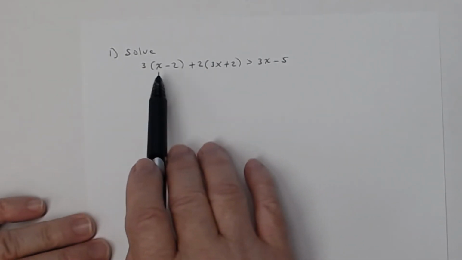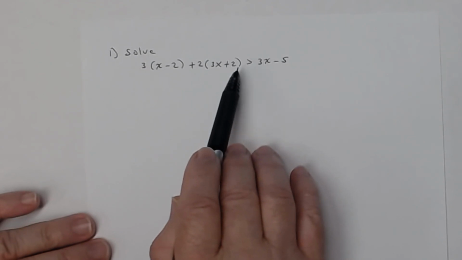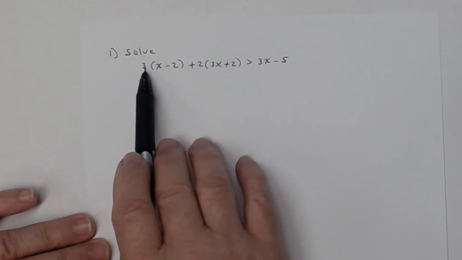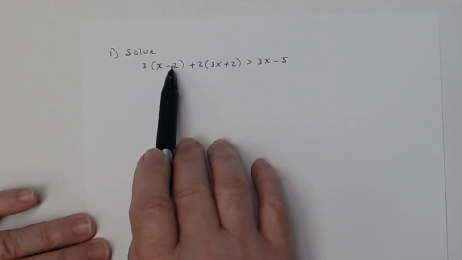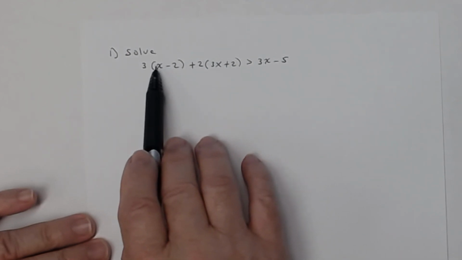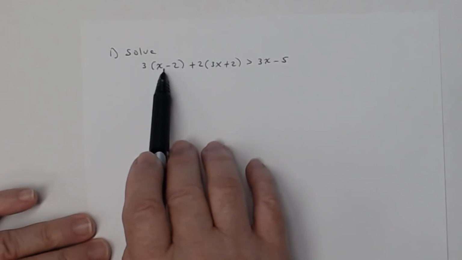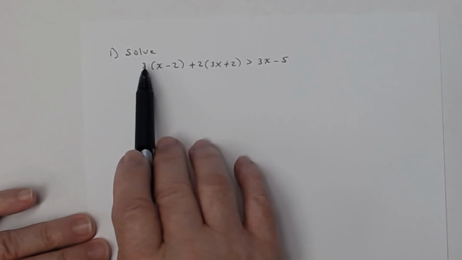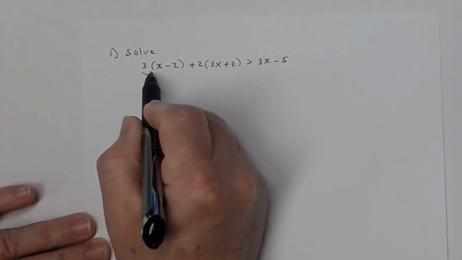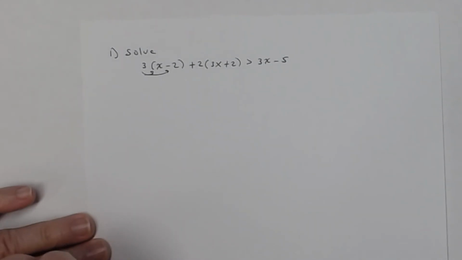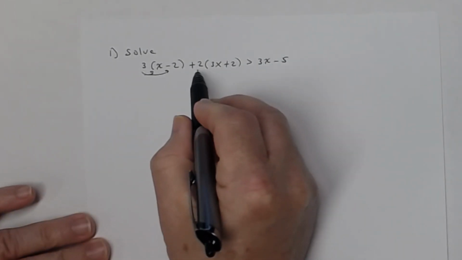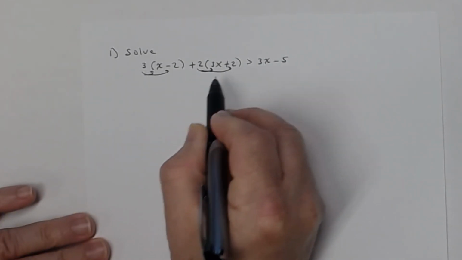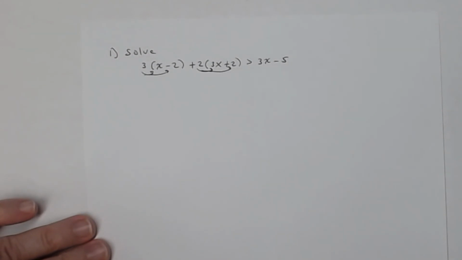So notice, just as with an equation, you would use the distributive property to get rid of these parentheses, because every term inside the parentheses, this expression x minus 2, is being multiplied by 3. So you're still going to use the distributive property. The same thing here. You're going to multiply all of these terms by positive 2.